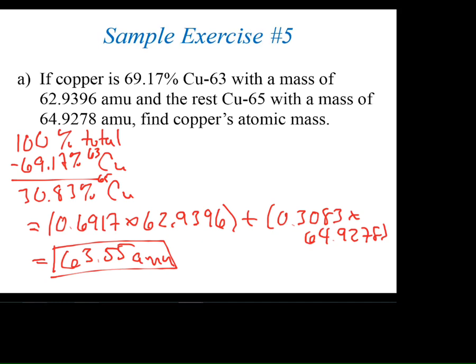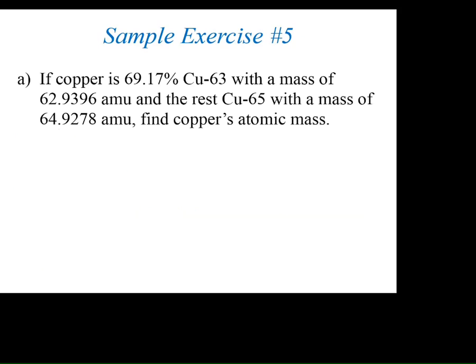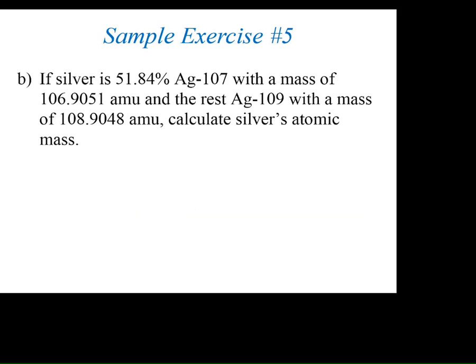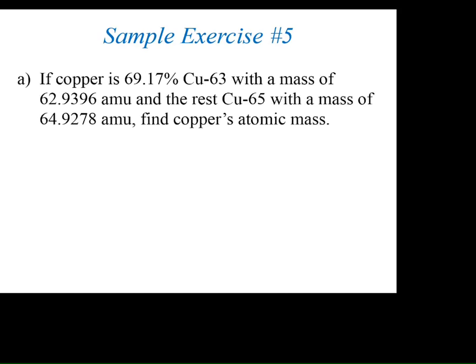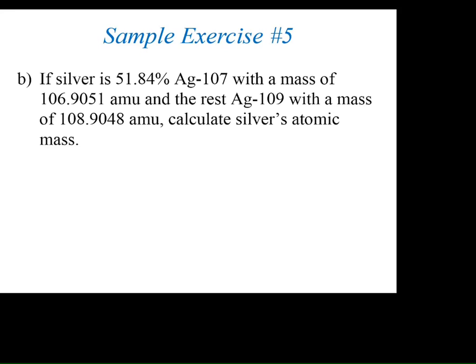How'd you do? Awesome. A plus. Was that the total? Yeah, the answer. The copper's atomic mass. Yep, it's the average of those two things. That's it. Okay, so try silver. Try B. So again, we only got two isotopes. See what you can do.